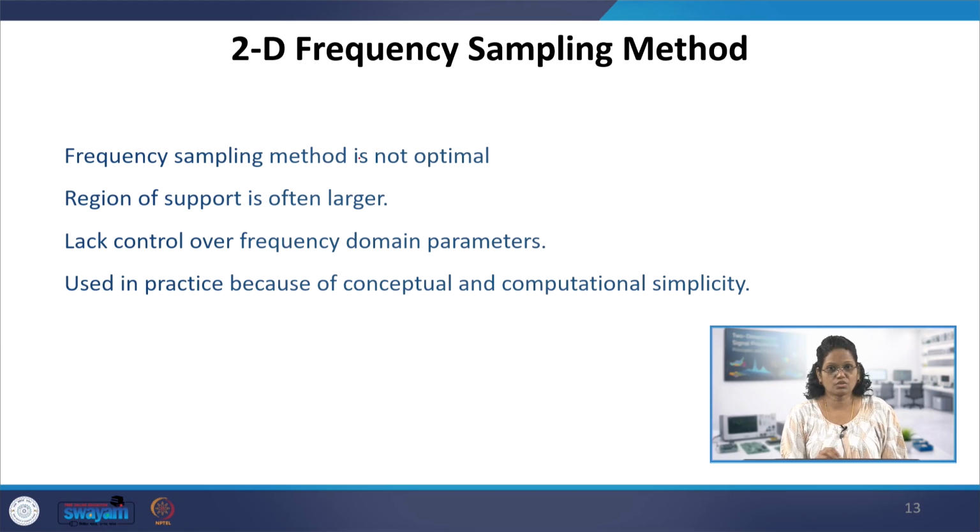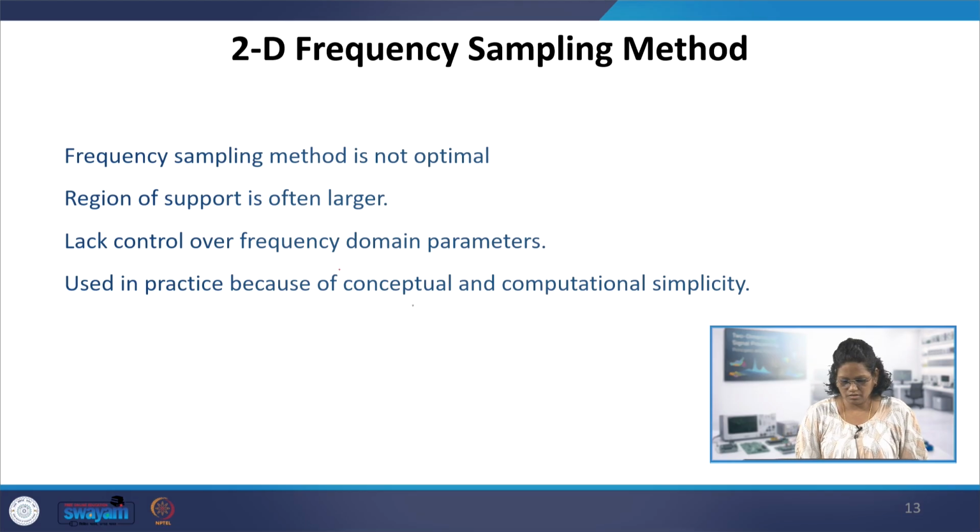So the frequency sampling filter is not an optimal method, and the region of support is often longer. For the same specification, if you use the window method and the frequency sampling filter method, the number of resonators required, the region of support h of n1, n2, the filter coefficients required will be larger compared to the window method. There is also a lack of control over the frequency domain parameters, because with k we have to choose exactly which resonators are required.